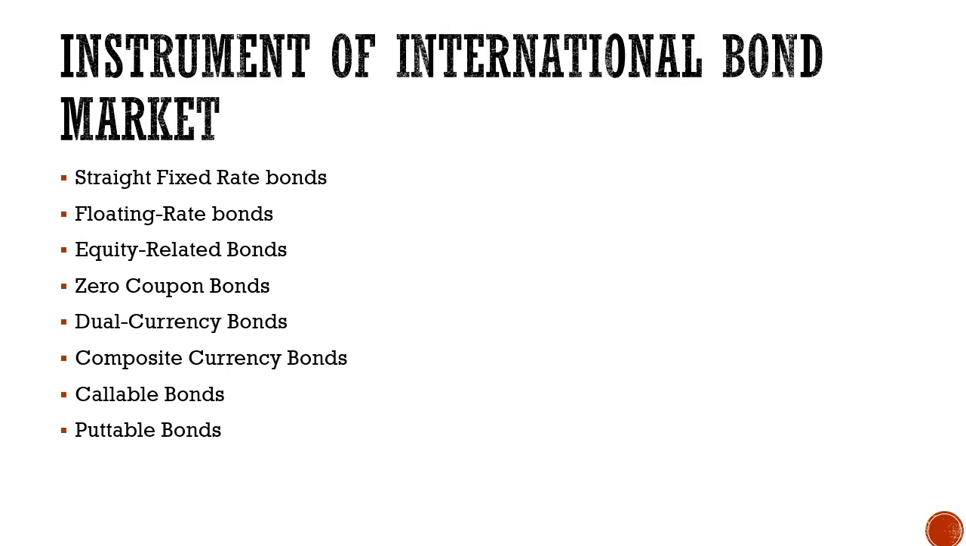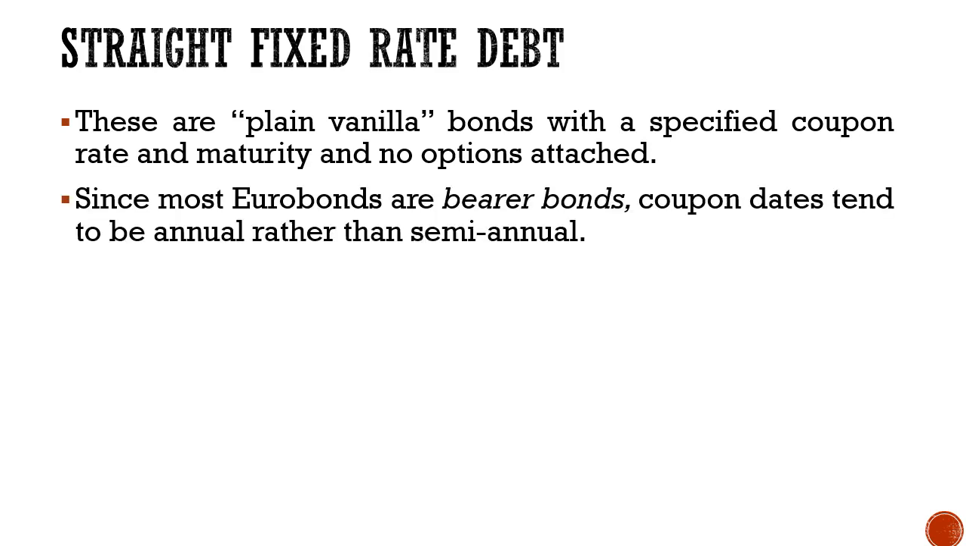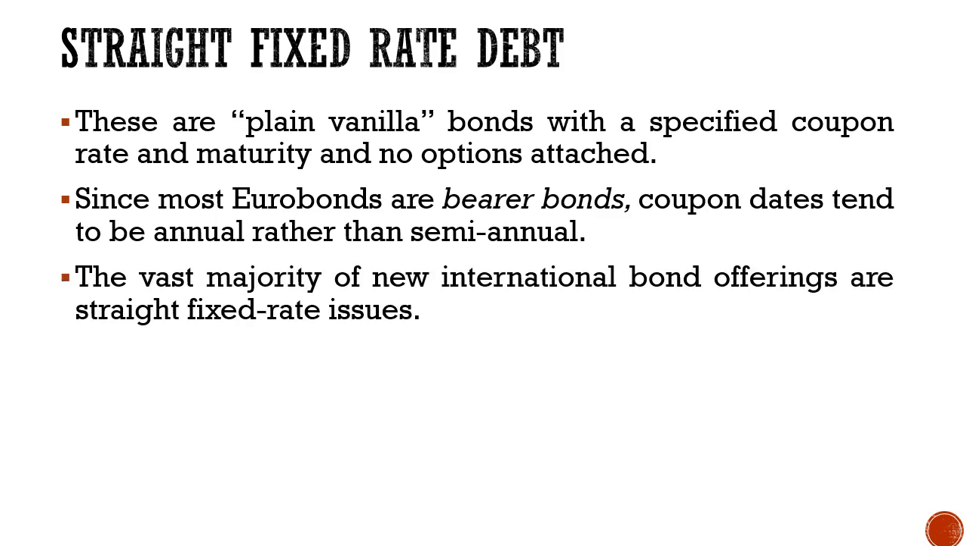So the very first one was the straight fixed rate debt or the straight fixed rate bond. These are basically plain vanilla bonds with a specified coupon rate. Now, coupon rate is basically your interest rate, and maturity, and no options attached. So, it is a fixed rate bond. Now, since most of the euro bonds are bearer bonds, the coupon date tends to be annual rather than semi-annual. The vast majority of the new international bond offerings are straight fixed rate issues.